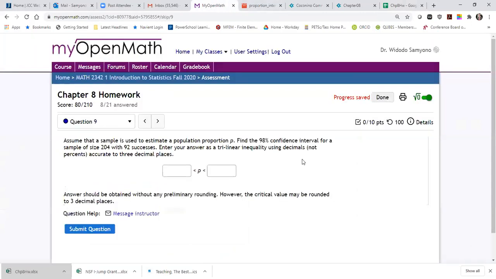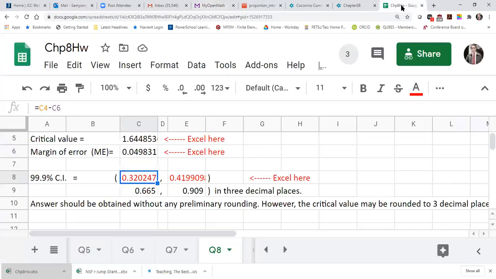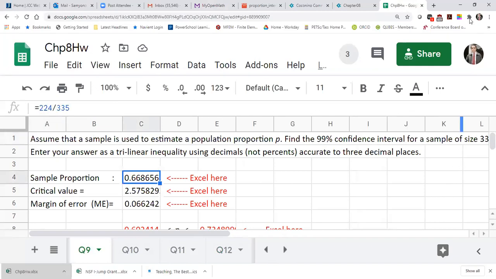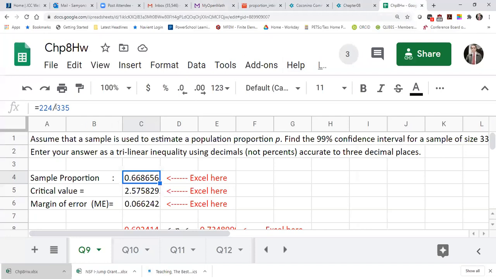Okay, so the next one, yeah, this is the same thing. So you just need to use the Excel here. I think there is no difference. You can see here the sample proportion will be 92 over 204, right? Okay, sorry, 204.